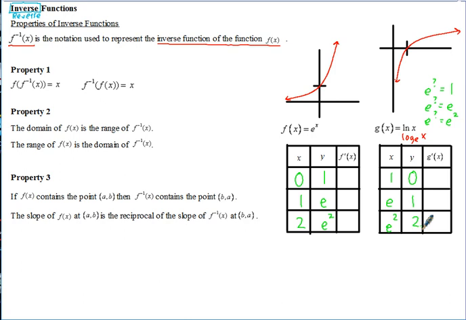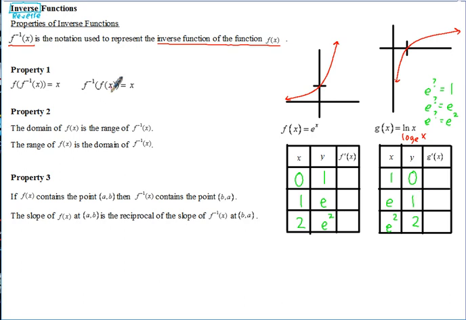So notice what's happening with all of our points here. The x and y coordinates are just reversed. And that's essentially what this is saying. The inverse undoes what the original function does. The original function takes 0, gives you 1. The inverse takes 1, gives you back 0. The original function takes 1, gives you e. The inverse takes e and gives you back 1.